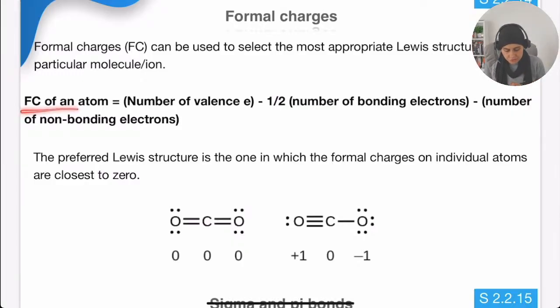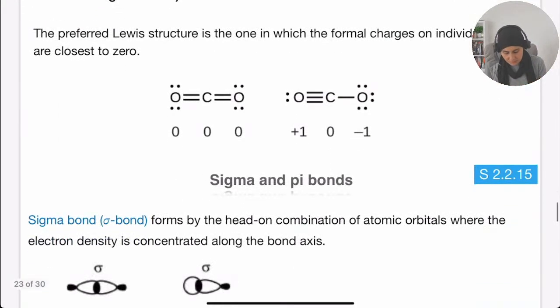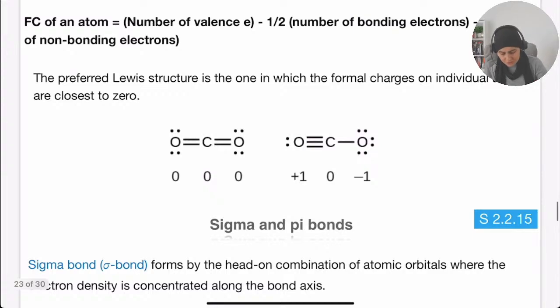So the formal charge of an atom equals the number of valence electrons minus half the number of bonding electrons minus the number of non-bonding electrons. And the preferred Lewis structure would be the one where the formal charges on individual atoms are closest to zero. Let's compare, for example, this Lewis structure with that Lewis structure and decide which one is more stable. Well, let's do this using the formula.